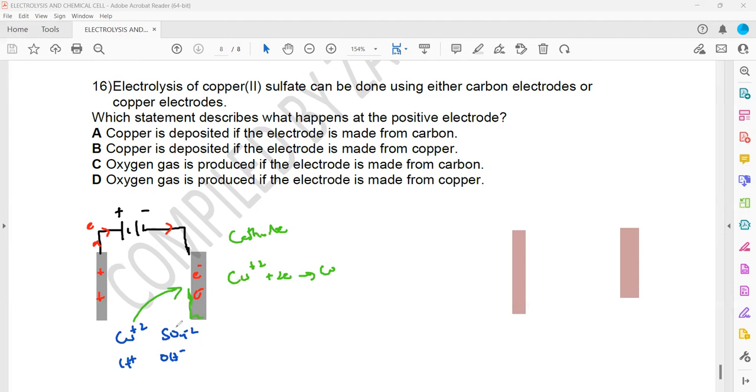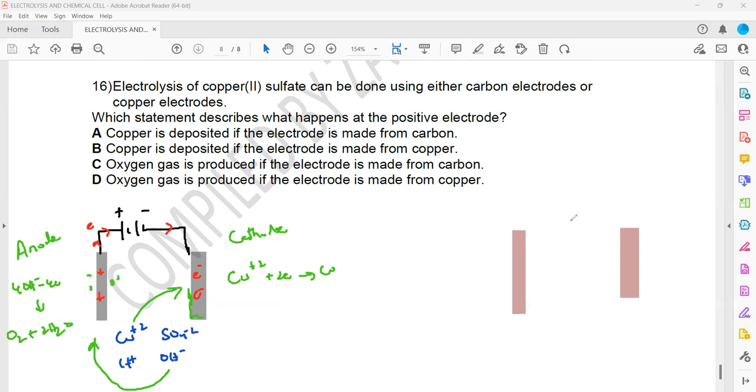Then for negative ions, sulfate, nitrate, and carbonates never move, so it will always be a hydroxide ion. So when four hydroxide ions are moving there, they will lose four electron. It will go O2 plus 2H2O. Means oxygen will be there. There will be oxygen and water molecules. So there will be bubbles when we use a carbon electrode.